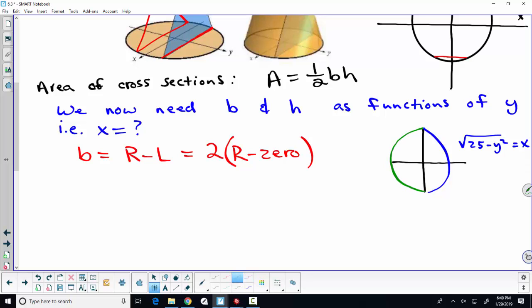Sorry, it's a bad circle. Pretend it's a circle. Okay, so those are the two we're looking at. We do want to look at it that way because we have to measure the distance from the right to the left.